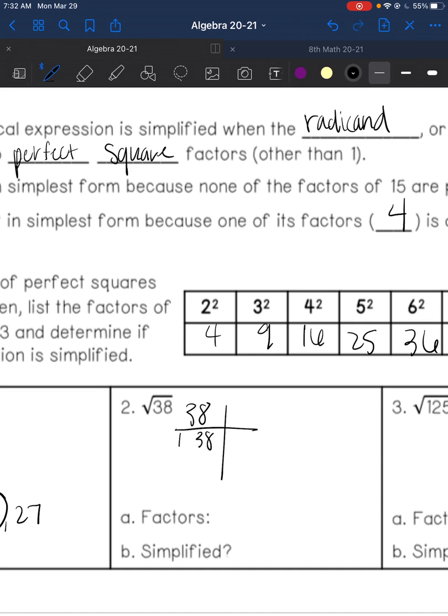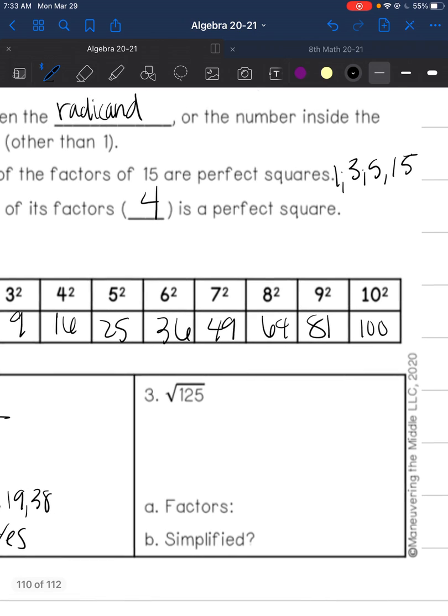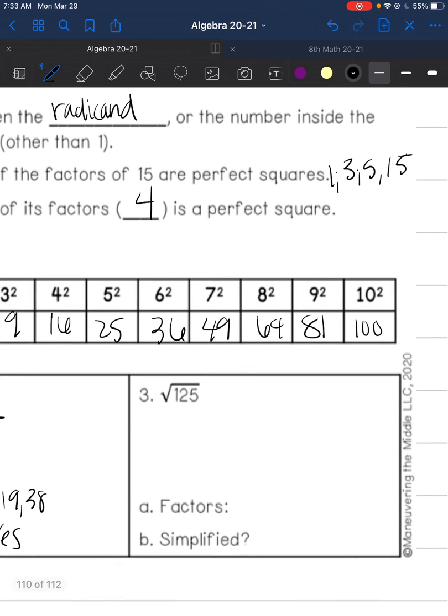Look at 38. 1 and 38, 2 and 19. My factors are 1, 2, 19, and 38. None of those are perfect squares, so yes, that is a simplified radical. 125. My factors are 1, 5, 25, and 125. This one, 25, is a perfect square, so it is not simplified.